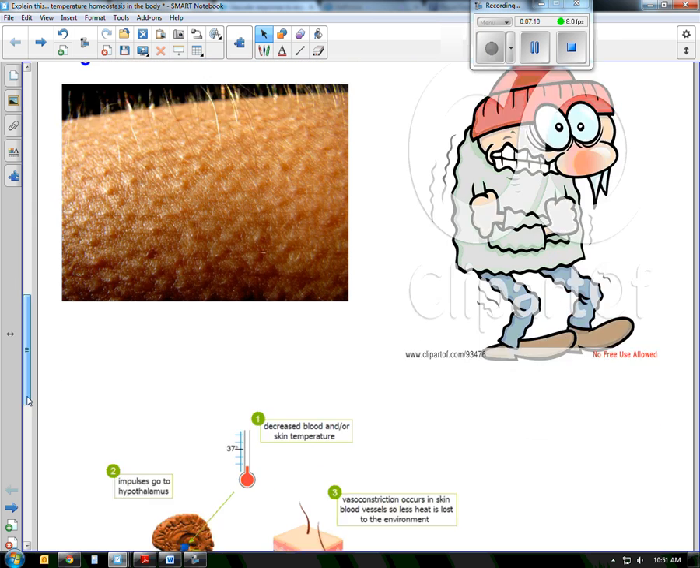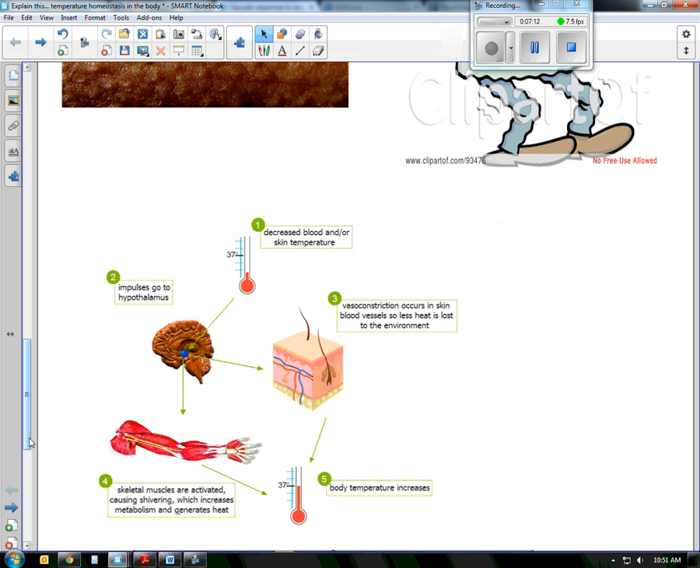Here's a good little kind of graphic of that. So temperature, decreased blood and skin temperature, number one. Impulses go to the hypothalamus, and then the hypothalamus says, okay, we're going to do three things. We're going to constrict the blood vessels going to the skin. We're going to make you shiver like crazy. And the one not on here is the goosebumps one, but that also helps.